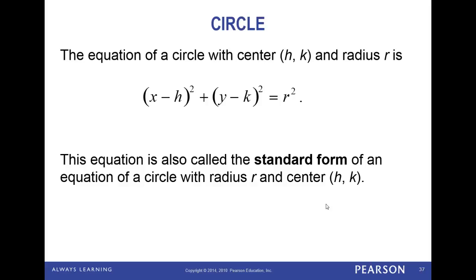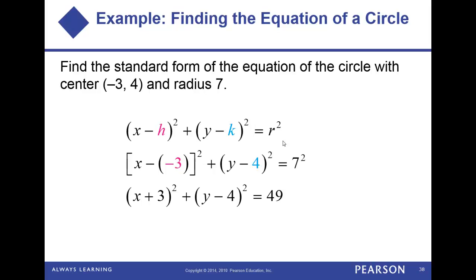Alright, so here's the equation one more time, and this is called the standard form. We're going to deal with something called the general form in just a little bit, but this is the standard form of a circle. First, can you find the standard form of a circle if you know the center of the circle and you know the radius? It's almost like going from a graph back to an equation, really.